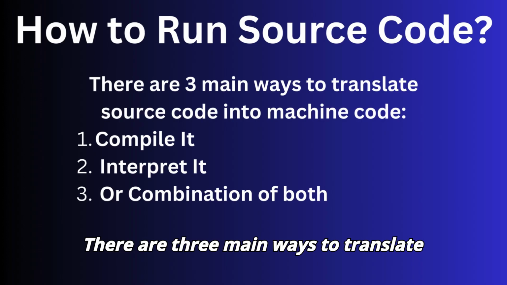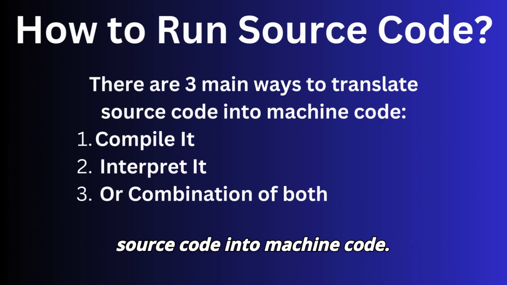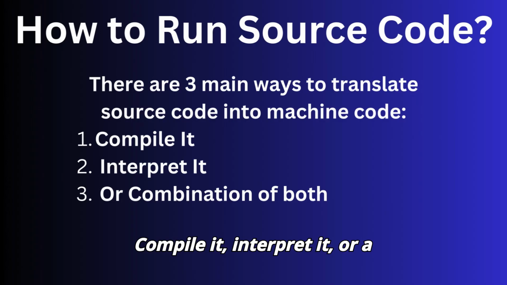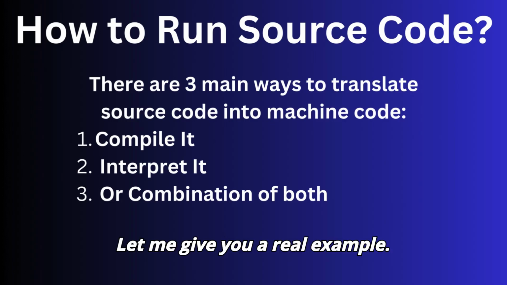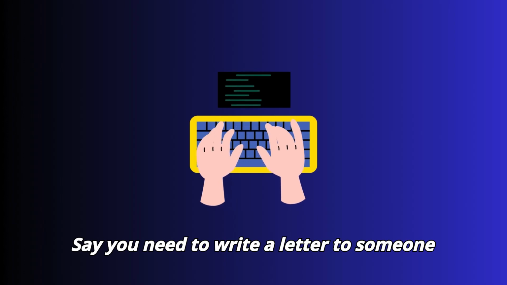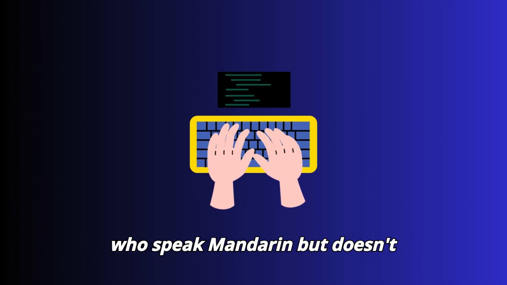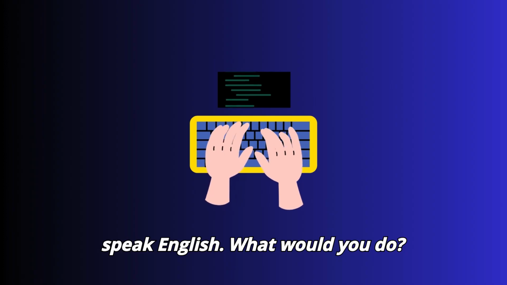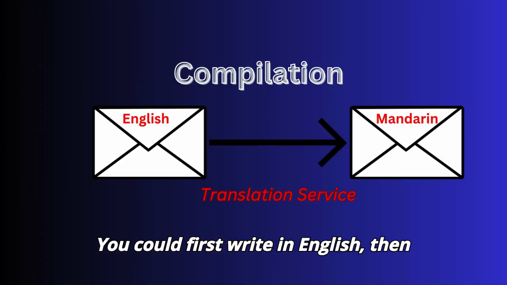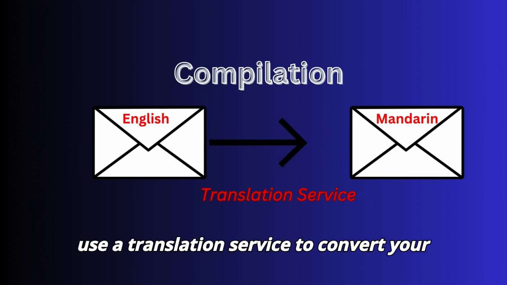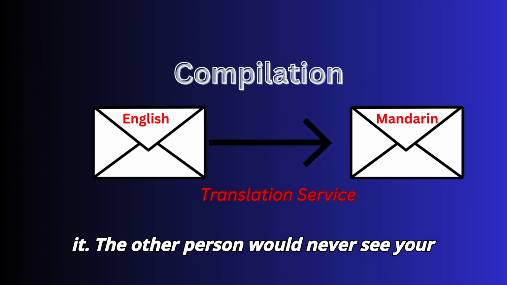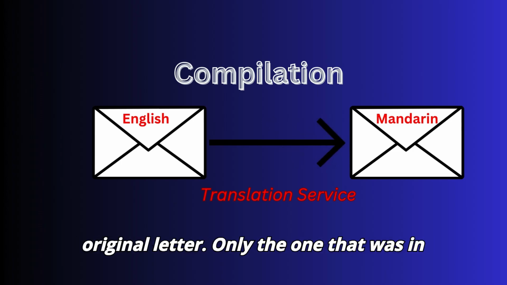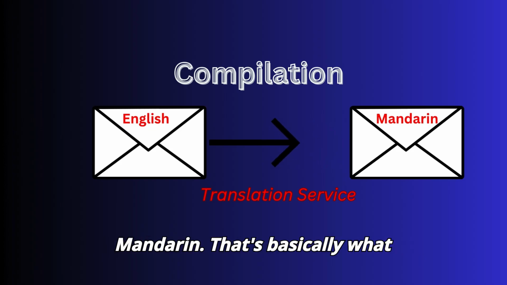There are three main ways to translate source code into machine code: compile it, interpret it, or a combination of both. Compile, interpret. Let me give you a real example. Say you need to write a letter to someone who speaks Mandarin, but doesn't speak English. What would you do? You could first write in English, then use a translation service to convert your letter into Mandarin, and mail it. The other person would never see your original letter, only the one that was in Mandarin.